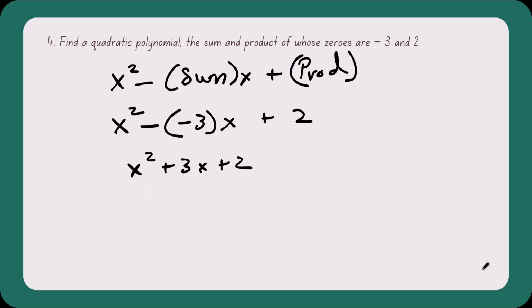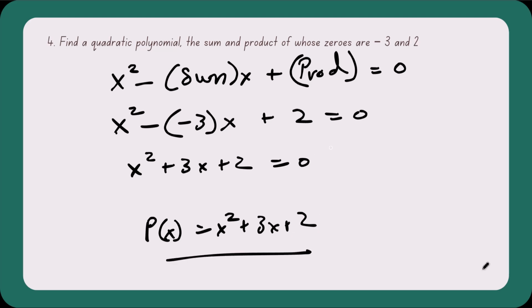So what is the polynomial? We wrote the equation. We need the polynomial. Your polynomial p of x is equal to x squared plus 3x plus 2. That is your polynomial. This is an equation, right? This is an equation. This is the polynomial. So please write the quadratic polynomial.